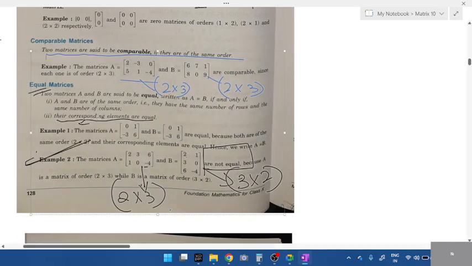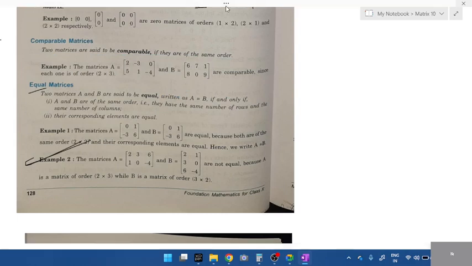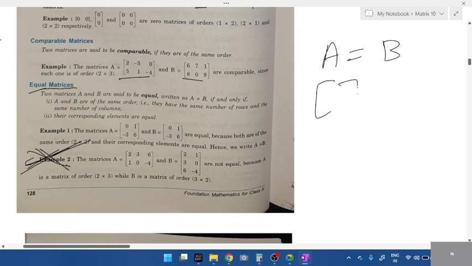What is a comparable matrix? All of you will respond. For a comparable matrix, the order should be the same, 2 into 2 or 2 into 3. The elements are fine, it can be anything. Elements don't matter here. It can be any value. That is comparable. You can compare it. When it comes to an equal matrix, the elements also should be the same and the order also should be the same, both. So example 2 is not an equal matrix, because the order is not the same. But look at example 1. When two equal matrices are given, they'll write it like this: A is equal to B. So matrix A is equal to matrix B.